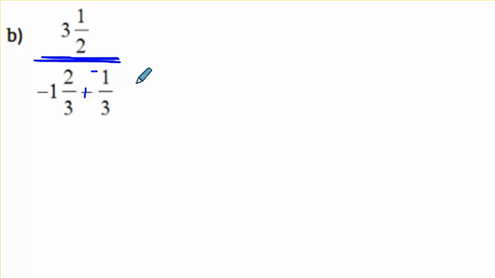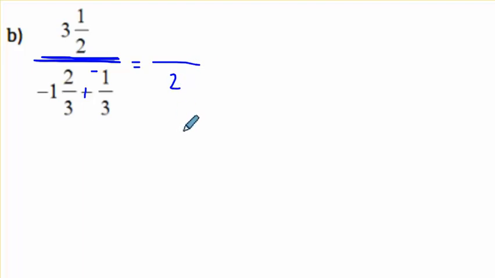Now I want you to think about this. If we have -1 2/3, which is negative, and we're adding -1/3, we obviously will be adding them because the signs are the same. You can put 1 2/3 together with a third. Think about what that would be. 1 2/3 plus a third is 1 3/3, or 2, which makes -2.